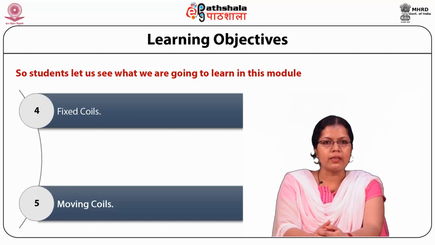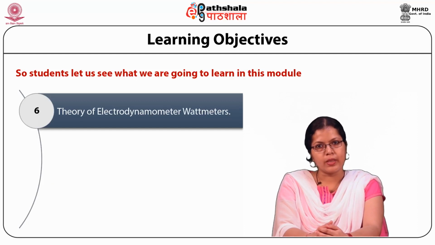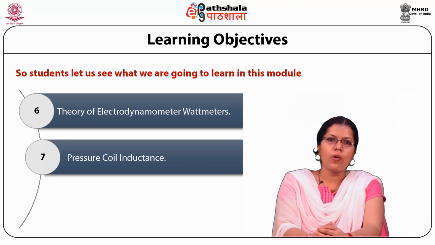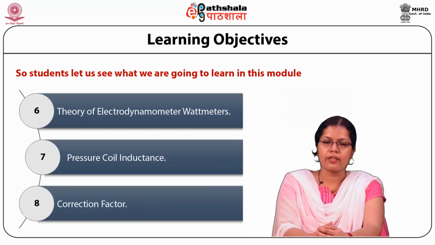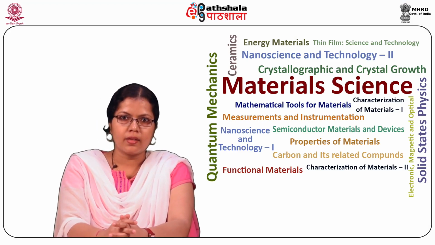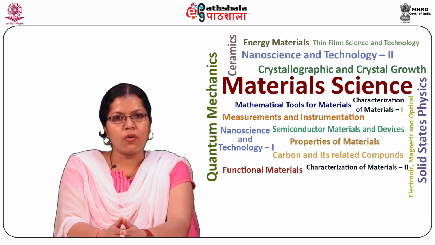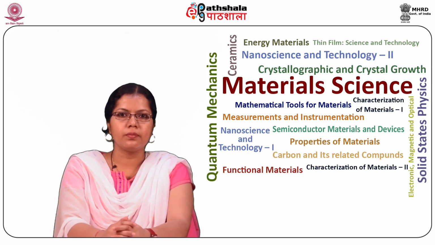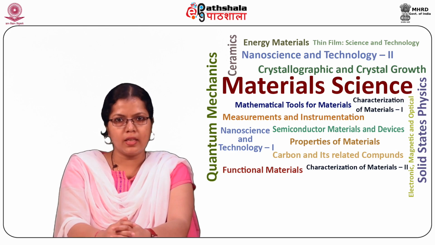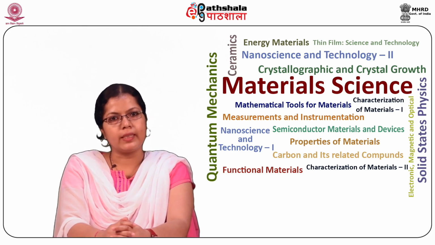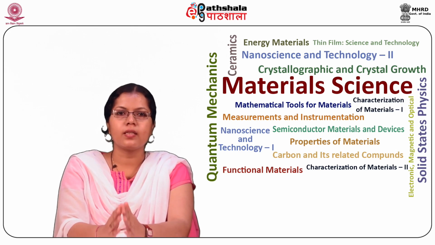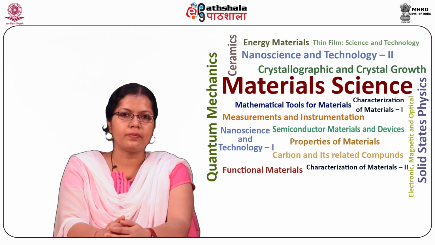Towards the end, we will see the theory of electrodynamometer wattmeters, in which we will study the pressure coil inductance and the correction factor. Students, power may be defined as the rate at which energy is transformed or made available. The power in a circuit at any instant is equal to the product of the current in the circuit and the voltage across its terminals at that instant.